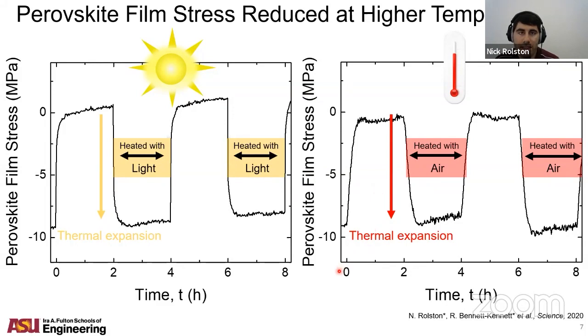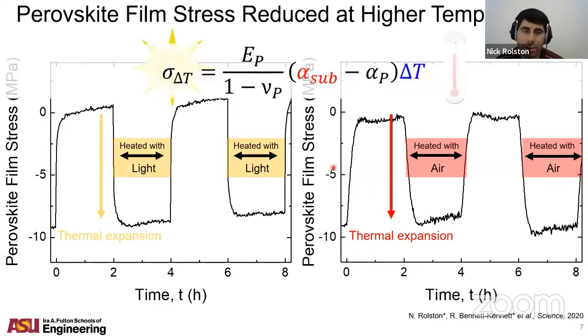So this is really indicating that it is indeed the mismatch in thermal expansion that dominates these stresses. And so as we look at this equation, we can get an idea that either decreasing our substrate thermal expansion to match, or increasing our substrate thermal expansion to match our perovskite, or decreasing our formation temperature are both effective ways of mitigating stress.